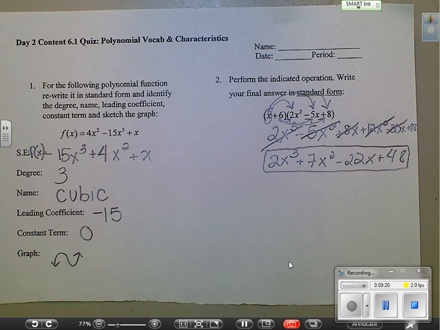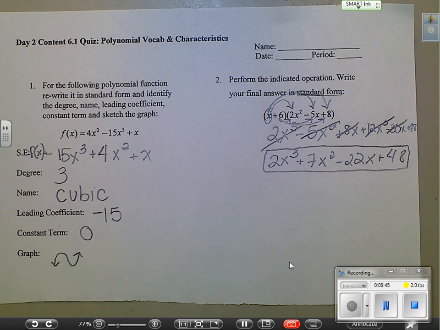Yes, because the exponents go from highest to lowest. The degree, can you see it now? Yeah. Okay, so degree is 3. The name is cubic. The leading coefficient is negative 15. Our constant is 0 because it's not x, or 1 because x, so a constant is a term with no variable attached to it. X is a variable, so it's 0.